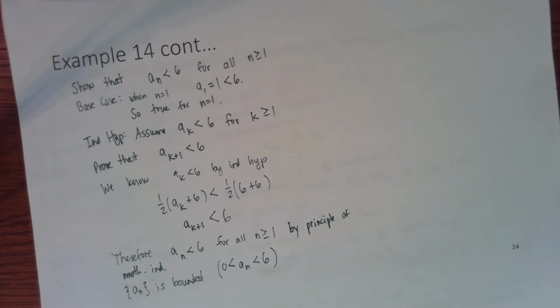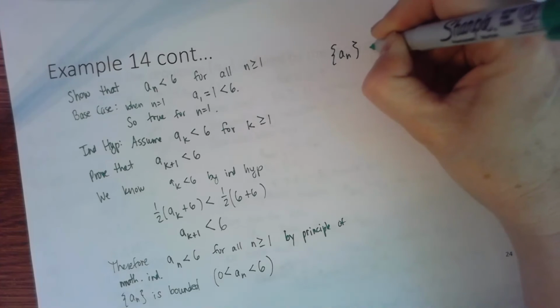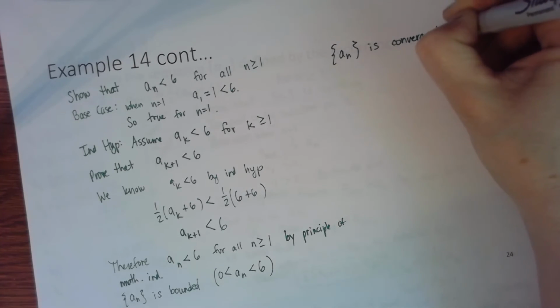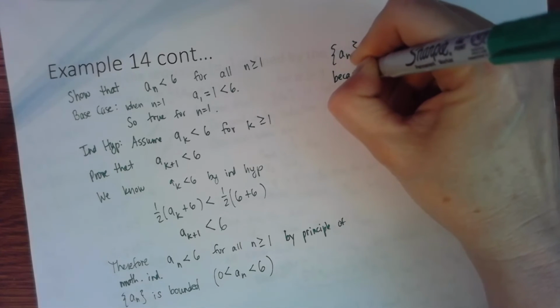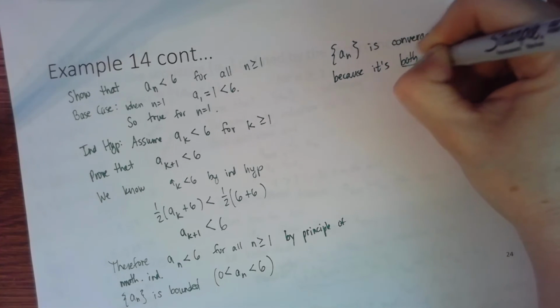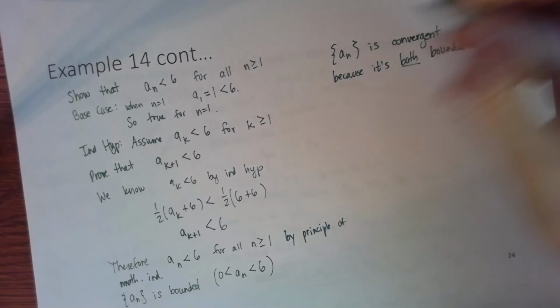Now, just being increasing is not enough to tell us anything. But the fact that it's increasing and bounded tells us that it's convergent. So the sequence is convergent because it's both bounded and monotonic.